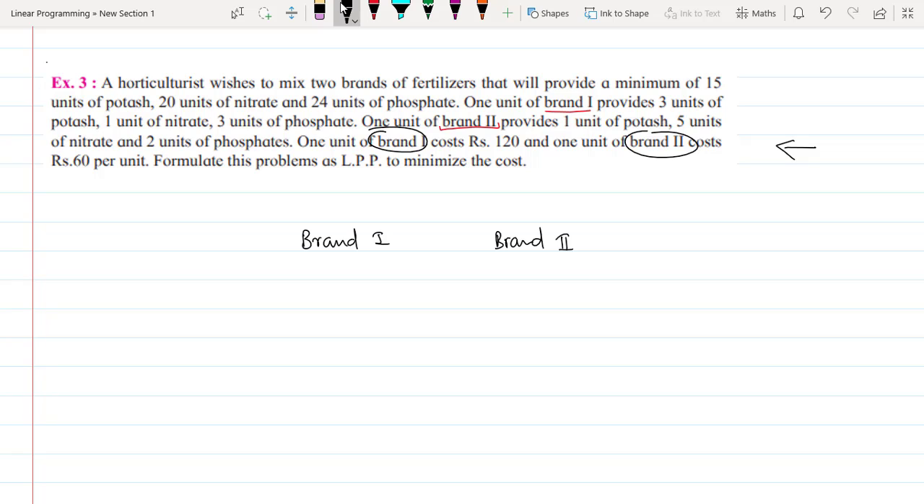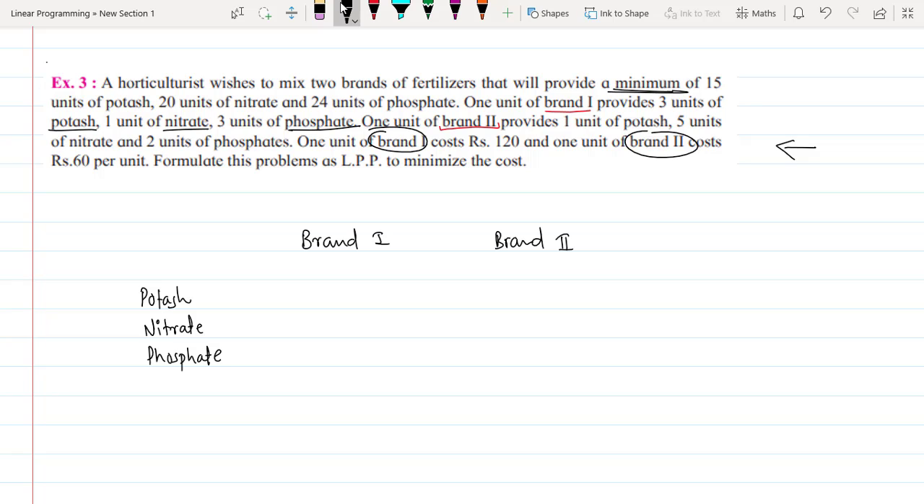So for availability, if you read the first sentence, you will understand. A horticulture wishes to mix 2 brands of a fertilizer that will provide a minimum of 15 units of potash, 20 units of nitrate and 24 units of phosphate. Okay, 1 unit of brand 1 requires 3 units of potash. My first constraint is on the potash. The next constraint is on the nitrate, so write down the nitrate. The third constraint is on the phosphate.